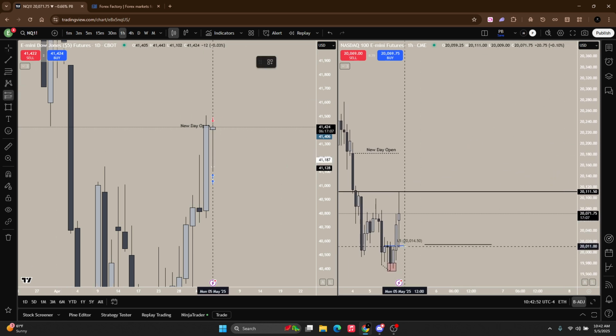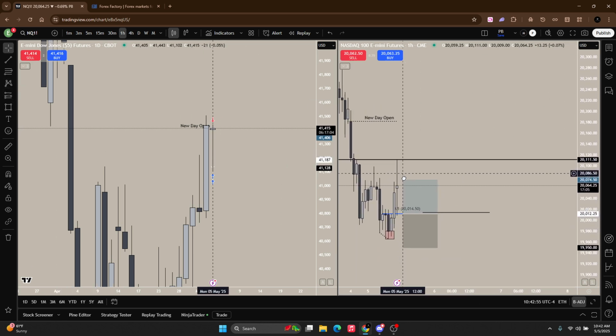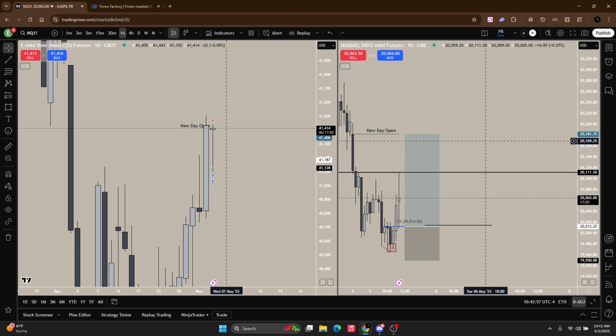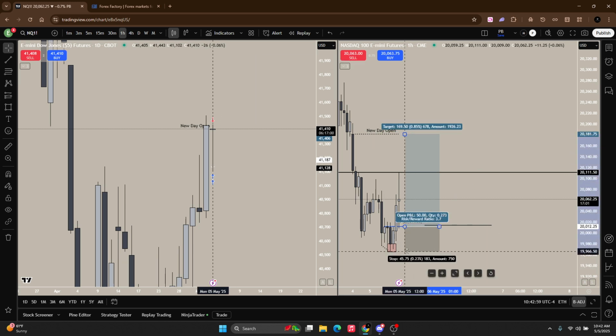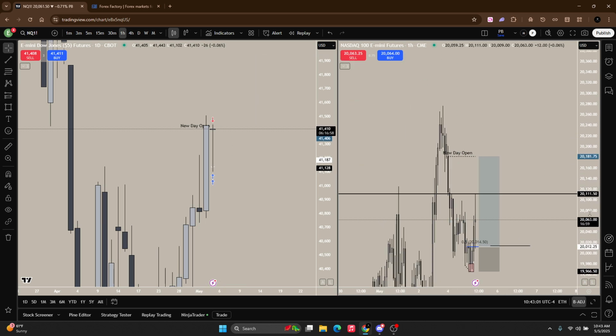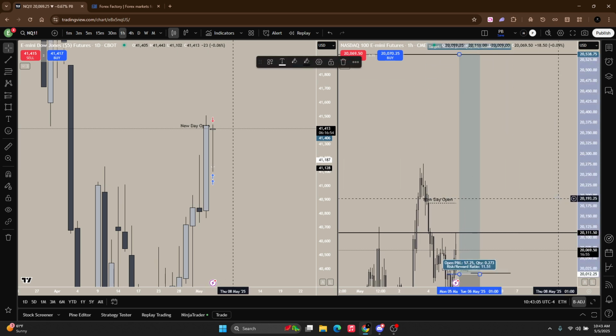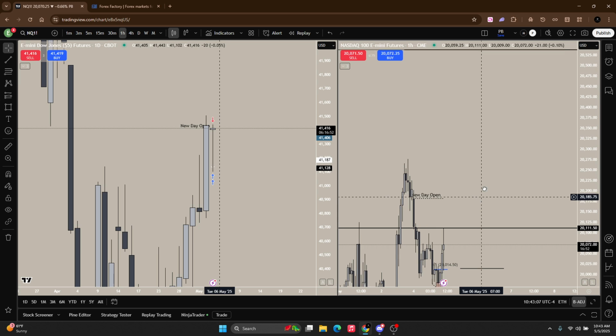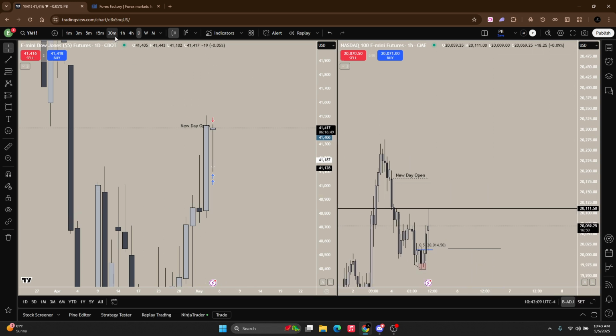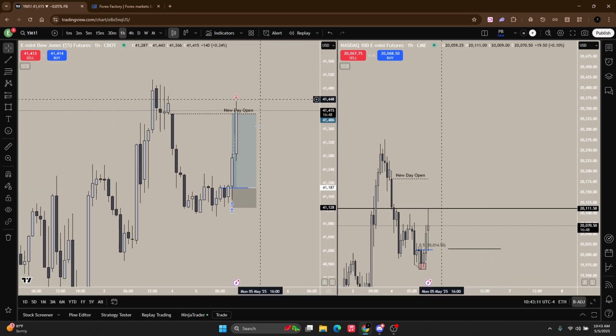If I would have taken this trade on NQ, then my target would have been new day open. Just because with us closing below this equilibrium, we can't really expect us to get expansion all the way to these highs today, right? It's probably not going to happen. And we also closed below daily equilibrium on YM.